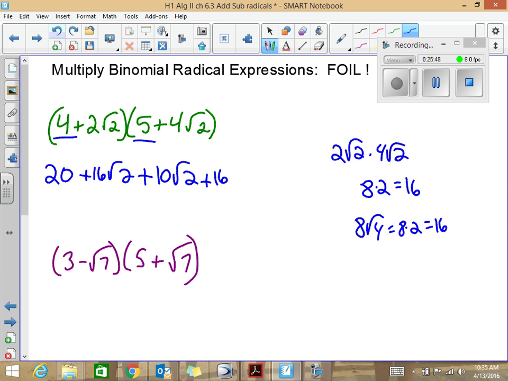So now, we look at what can combine. So Caroline, what can combine? 16 radical 2 plus 10 radical 2. Right, the radical 2's combine, so we get 26 radical 2. And 20 plus 16 becomes 36. Okay, questions about that? Ava, you good? Okay. So let's try the next.